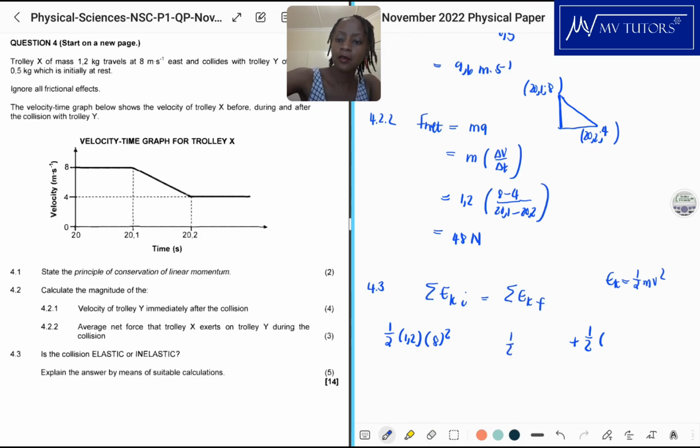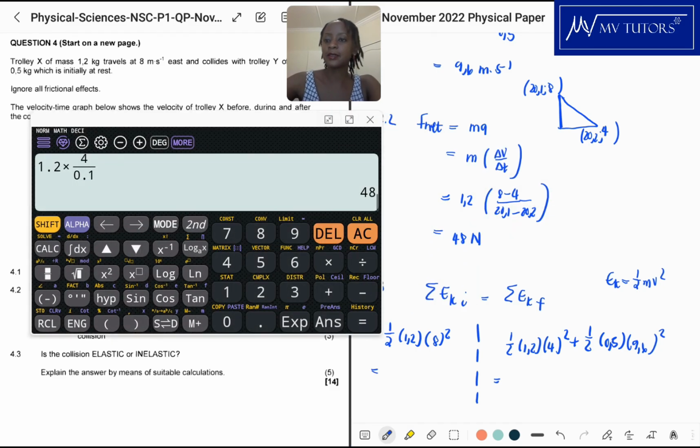So this is half mass times velocity squared, and then for trolley Y we have 0,5 as its mass, and its final velocity that we calculated is 9,6. It actually makes sense that it moved that far because the mass is lower. In case you're wondering why it would have a bigger velocity than trolley X initially, that is that. So let us go and calculate what we are going to get this side and that side. We have half multiplied by 1,2 multiplied by 8 squared.